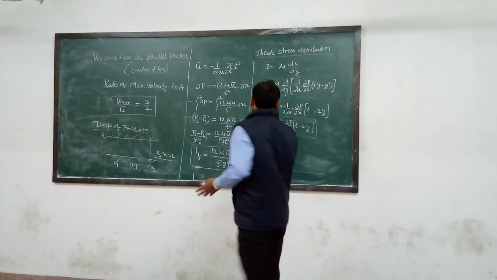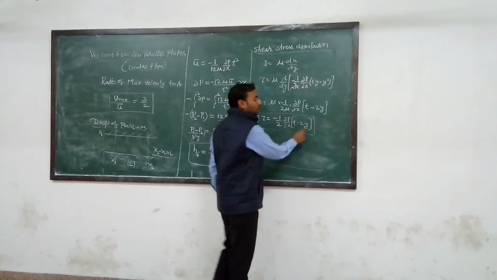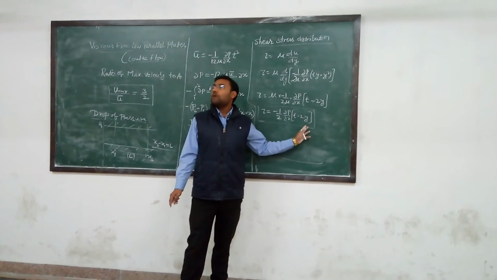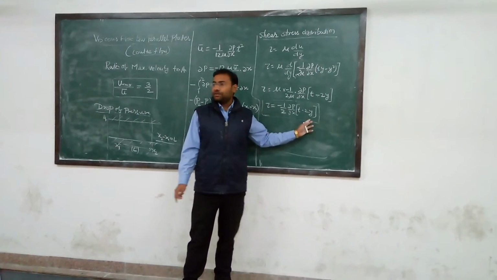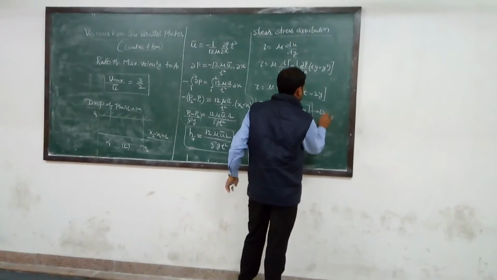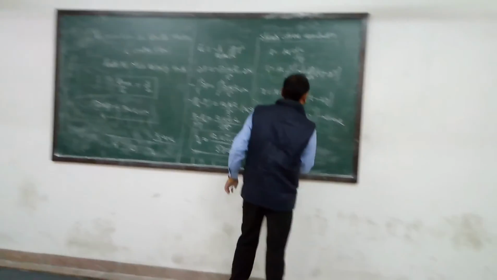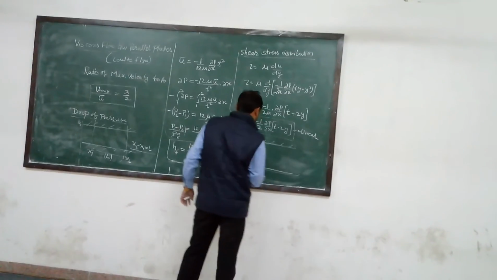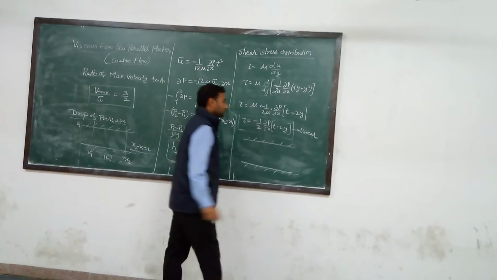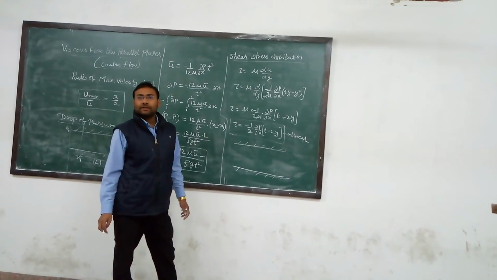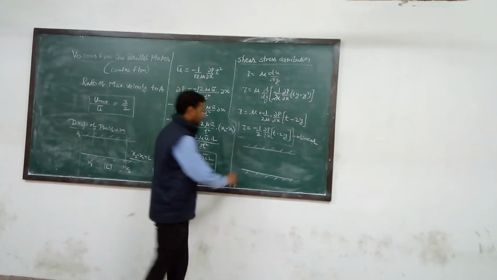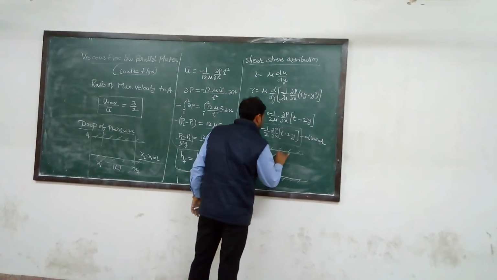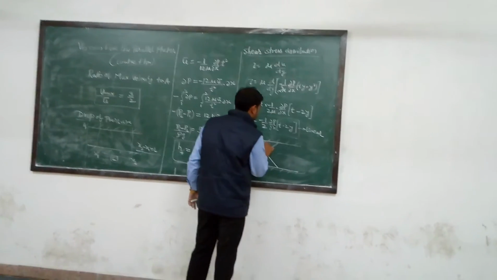Now the shear stress distribution, as you can see, is proportional to y. So it is linear in nature. The nature of this distribution will be linear. So if you draw this again, the shear stress distribution will be linear in nature.